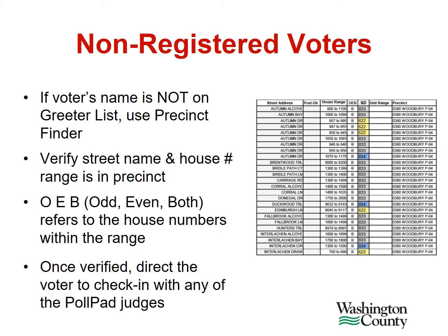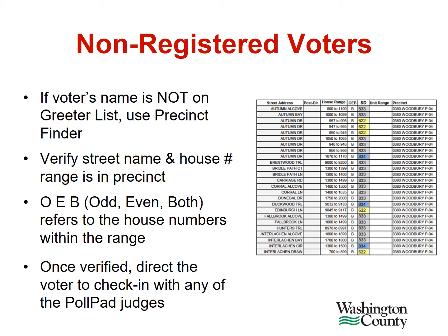If the voter's name is not on the greeter list, or if their name has changed, or the residential address is different from what is on the greeter list, they need to use the Election Day registration process to update their voter registration. First, use your precinct finder to verify that their current residential address is in the precinct. When checking the precinct finder, you need to verify the street address and the house range.